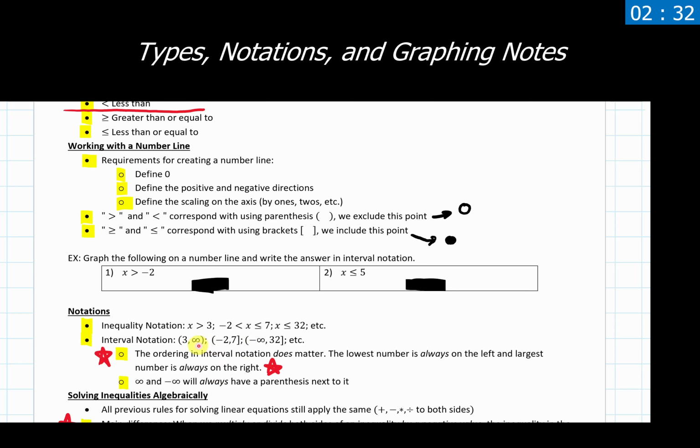So you can have two negative numbers showing up in here, or two positive numbers, or a positive and a negative, or, as you see with these examples, infinities showing up even. We still need to make sure we know which one is the lowest number between those two and which one is the largest number between those two.